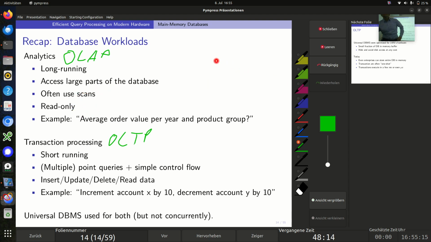And the idea was, okay, how can we combine that? That was basically the big question, how can we combine it? And this was then called HTAP, hybrid transactional analytical processing.